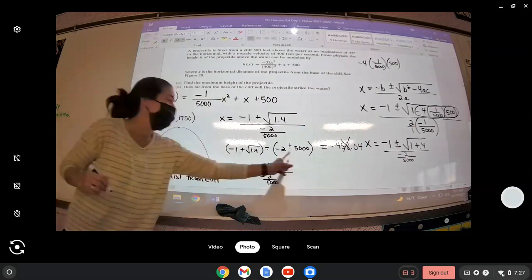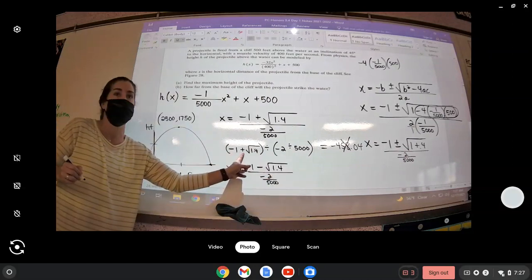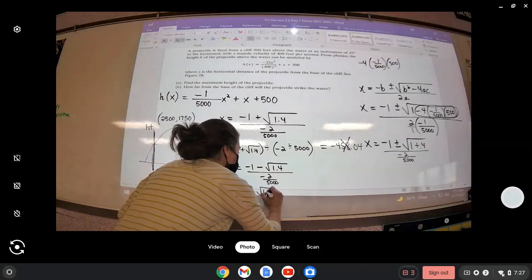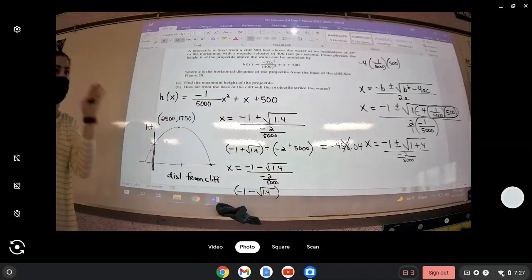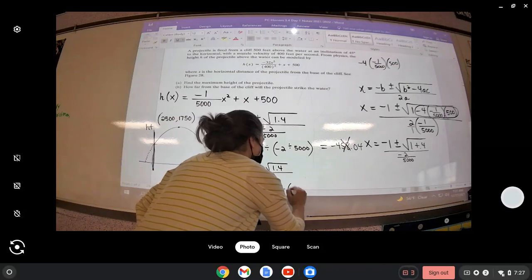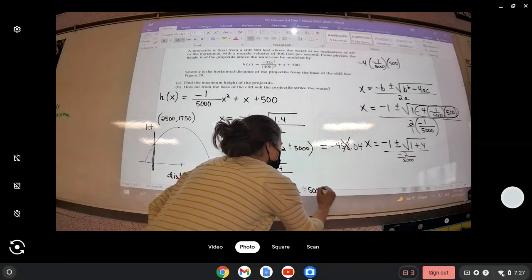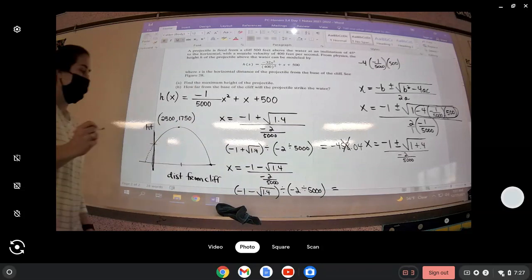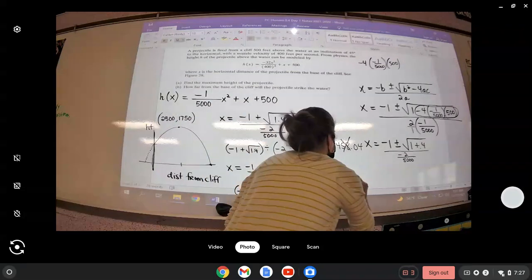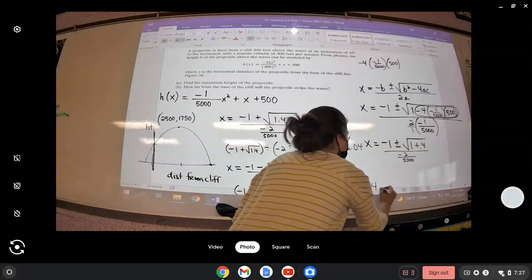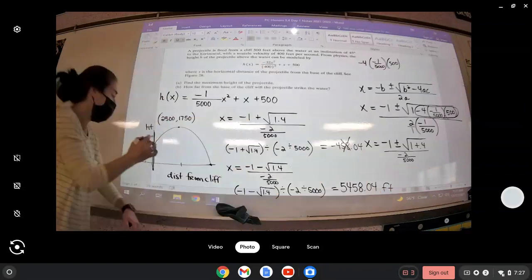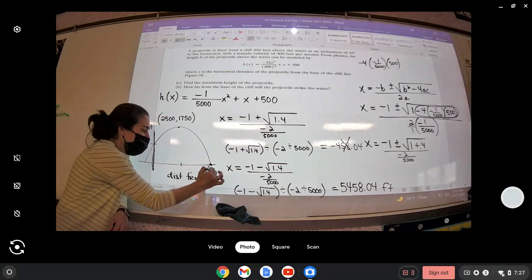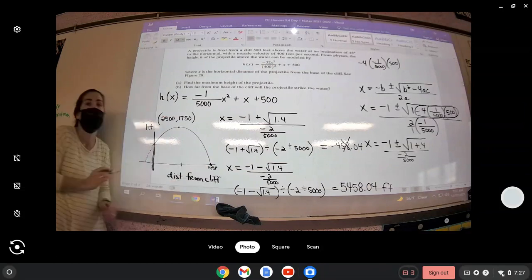So we're going to type this exact same thing in again, except this time put a minus sign. All right? So we're going to plug in -1 minus the square root of 1.4 in parentheses. Keep your numerator all together. Divided by -2 divided by 5,000 and hit enter. And this should be the good one. Did you get it, Andres? Yeah. What'd you get? 5458.04. Perfect. So the rocket will strike the water right there when it is 5,458-ish feet away from the base of the cliff.